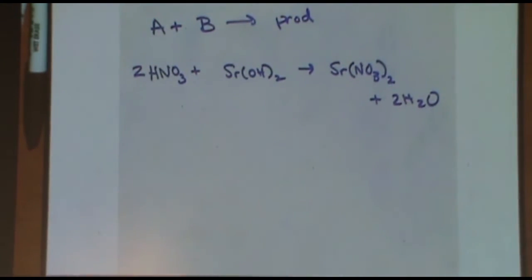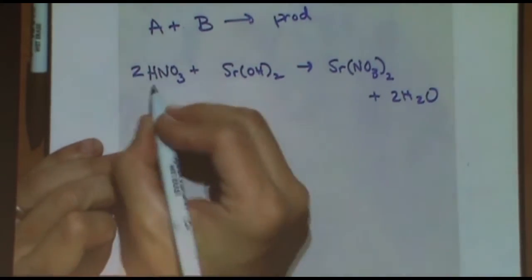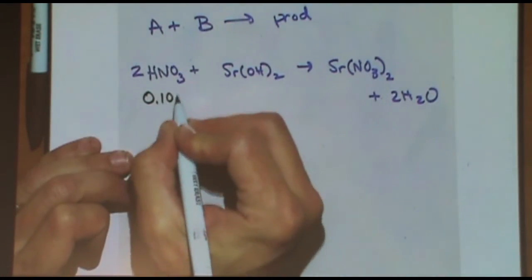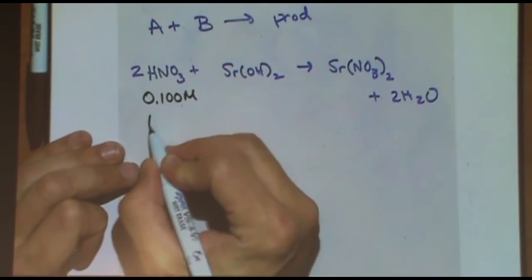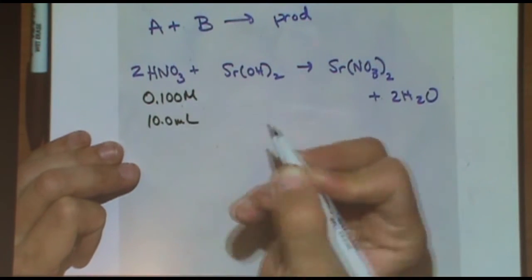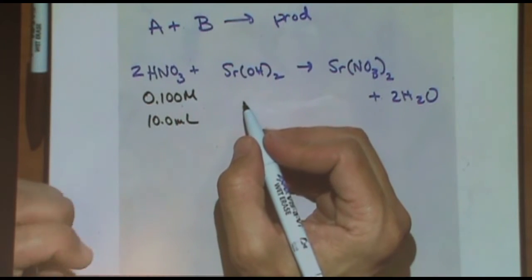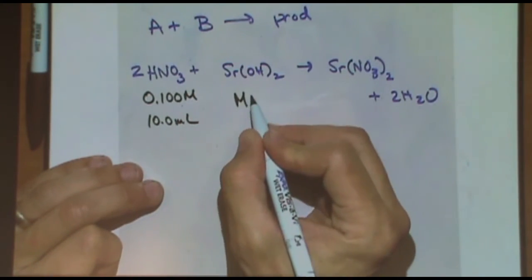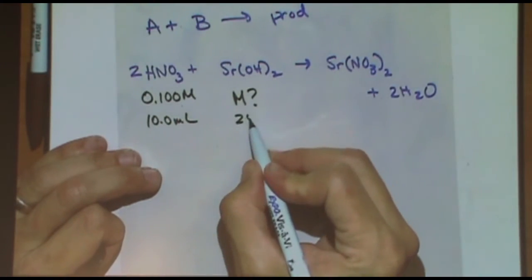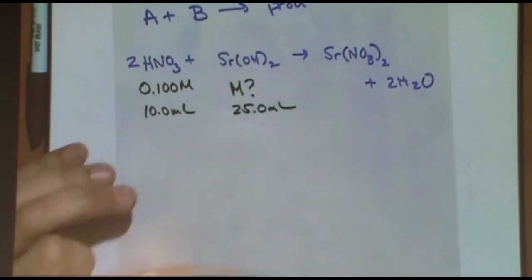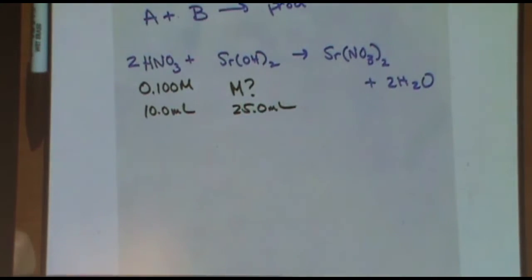So you won't care about the products, but you only need them to balance the reaction. Once the reaction is balanced, you won't care about the products anymore. So they could say, for example, say this is 0.1 molar, and say there's 10 milliliters of it, and we want to know the molarity of this one, given that there's 25 milliliters. Okay, so that'd be a pretty typical question.